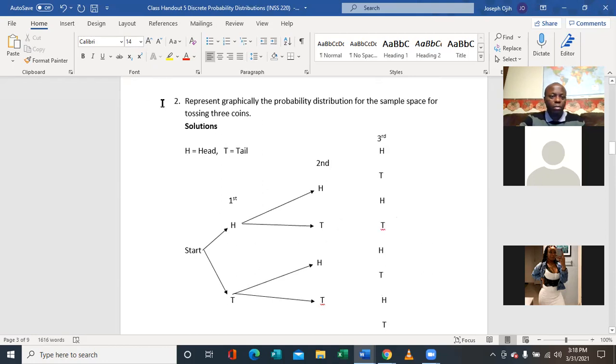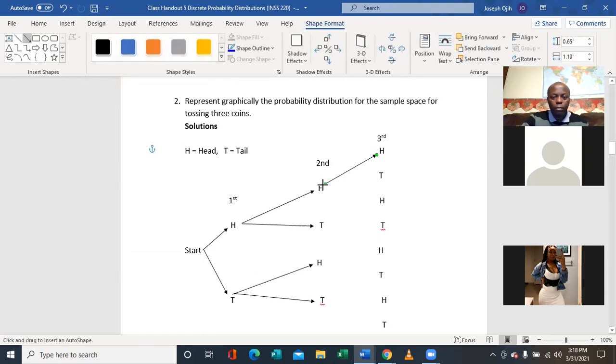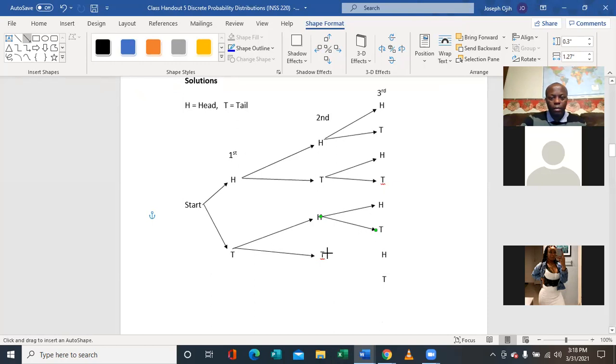So now with this, we can have our outcomes like before. So we got head, tail for the third coin. Okay, head, tail, tail right here. Then we have the same here, head, tail. Then head, tail.